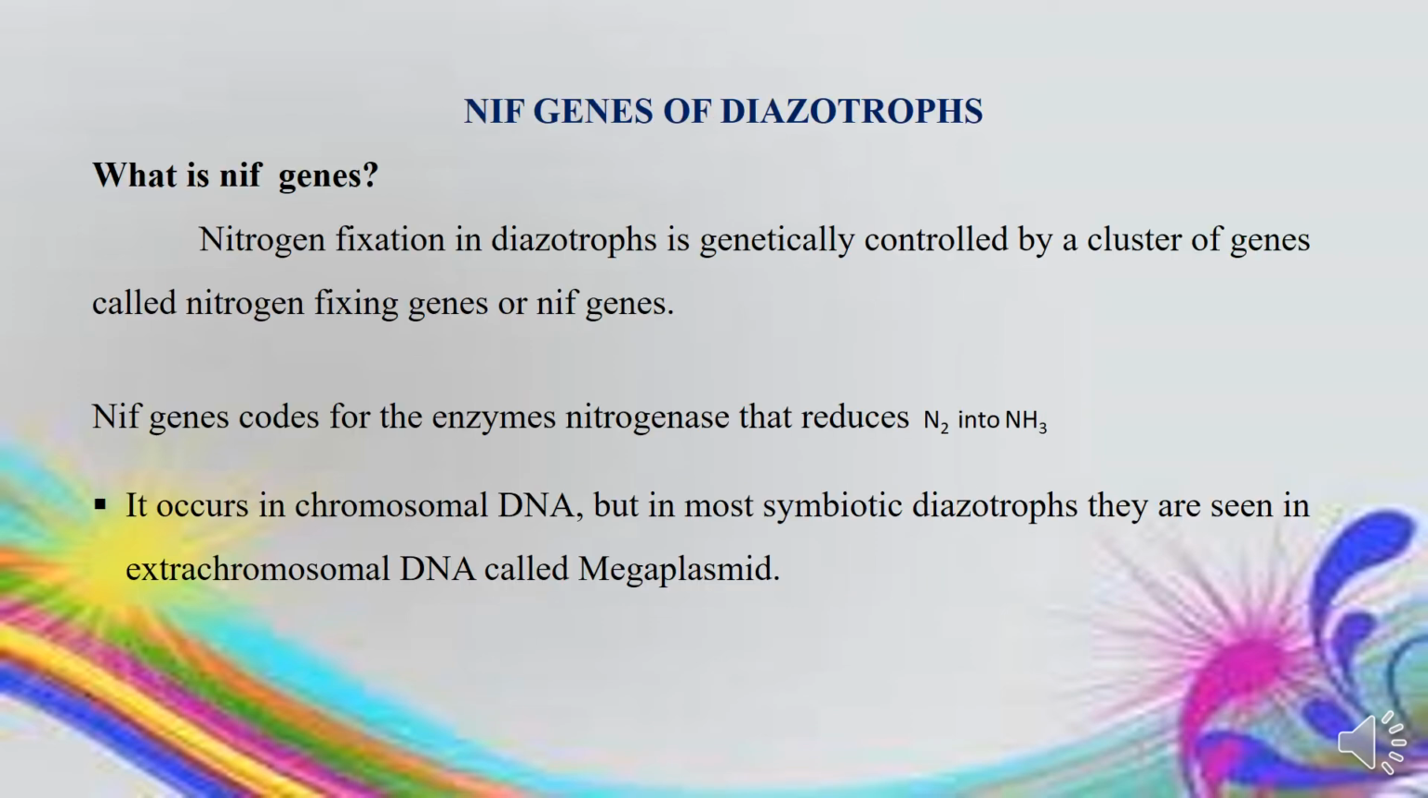So what are NIF genes? Nitrogen fixation in diazotrophs is genetically controlled by a cluster of genes called nitrogen fixing genes or NIF genes, and they code for the enzyme nitrogenase that reduces nitrogen into ammonia. The nitrogenase enzyme plays a role in nitrogen fixation and its genes occur in chromosomal DNA, but in most symbiotic diazotrophs they are seen in extrachromosomal DNA called megaplasmid, and they vary from species to species.